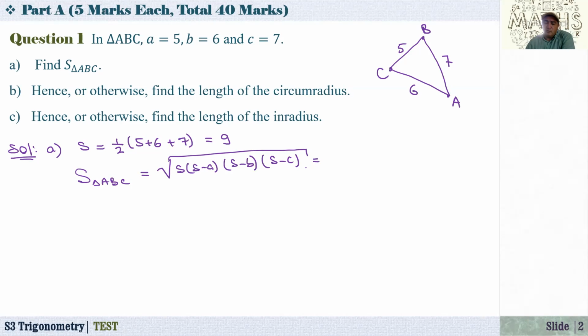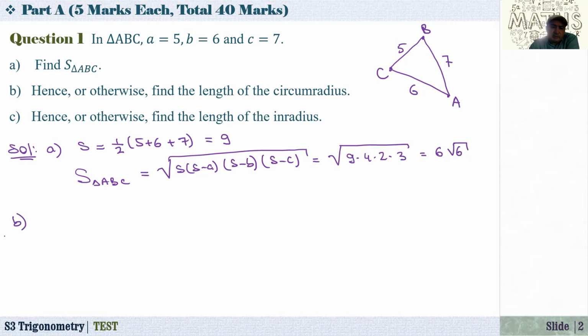That is Heron's formula, and we already proved this in our previous lessons. So from here, s is equal to 9. So the square root of 9 times (9 minus 5), that's equal to 4, 9 minus 7, that's equal to 2, and 9 minus 6, that's equal to 3. So 9 times 4 is 36, and the square root of 36 is 6. So that's equal to 6 times the square root of 6 units squared. That is the exact area of this triangle.